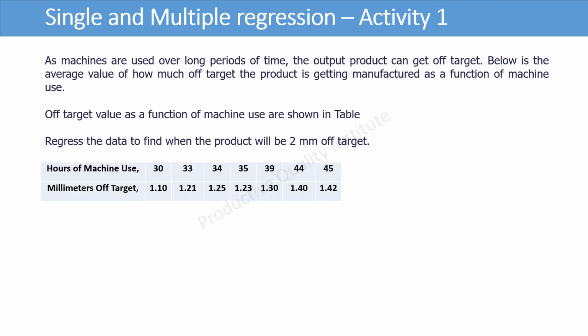As machines are used over long periods of time, the output product can get off target. Below is the average value of how much off target the product is being manufactured as a function of machine use. Off target value as a function of machine use is shown in the table. Regress the data to find when the product will be 2 millimeters off target. Please perform the activity and send your outputs by email for assessment.